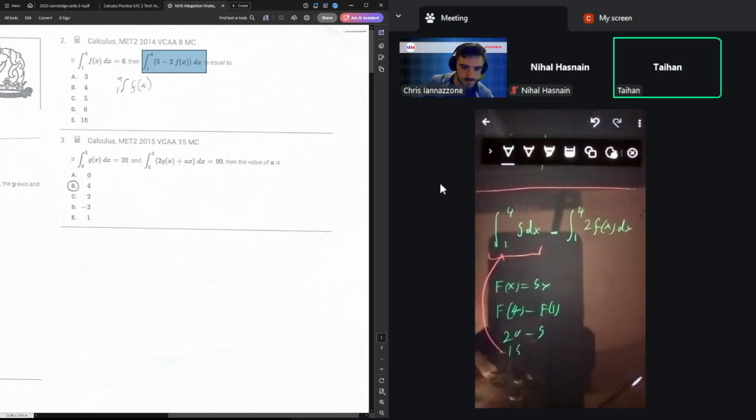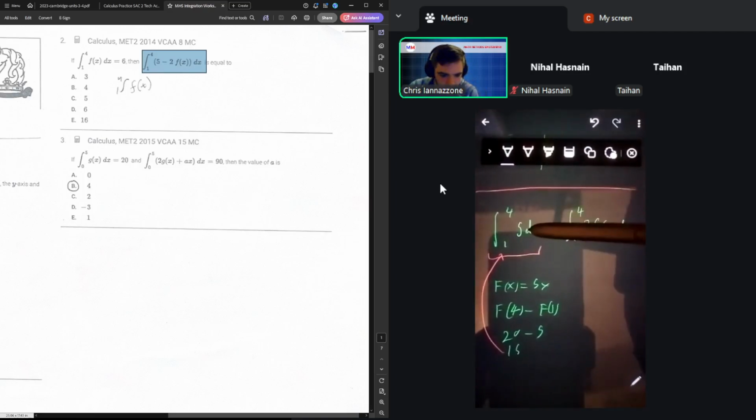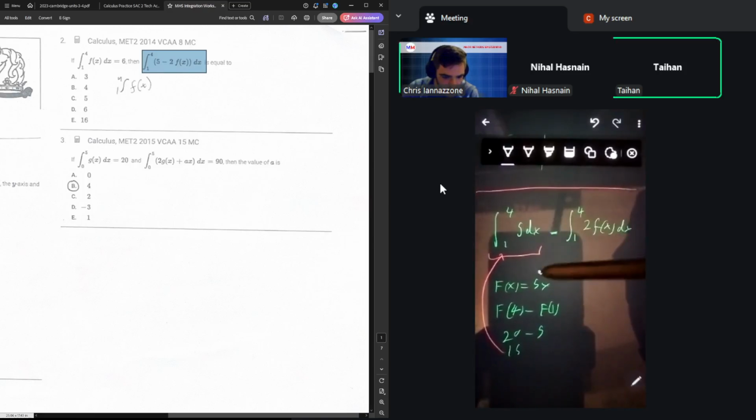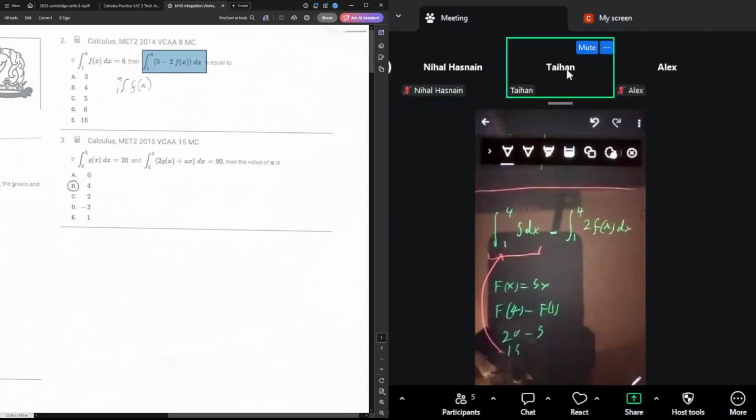Alright, Chris, I just cut out for a bit. Could you reshow the integration for the first part again, sorry? Yeah, so as in integrating this. So this is the integral of a constant, and the integral of any constant, you're essentially just slapping x on the end of it. Oh, okay, yeah, that's the one.